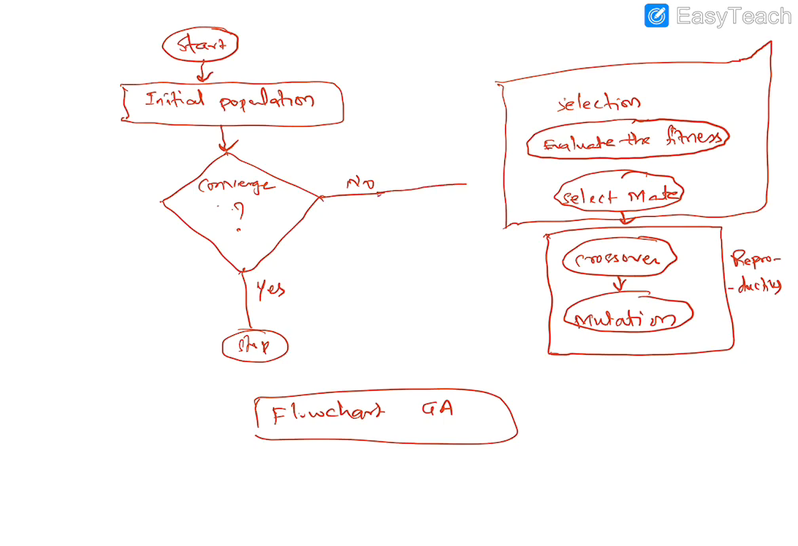If it does not converge, then what do you have to do? If the termination point is reached, then we stop the process, and the execution ends here. Yes or no? So here the execution will end. Otherwise, if it is no, then we go with the selection process. Under the selection process, you have to evaluate the fitness. That means you have to find out which training data are going to act as fit data, so that we consider.